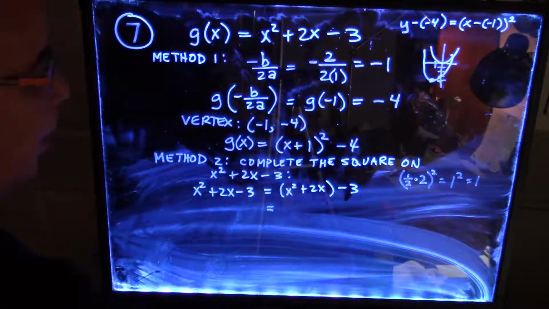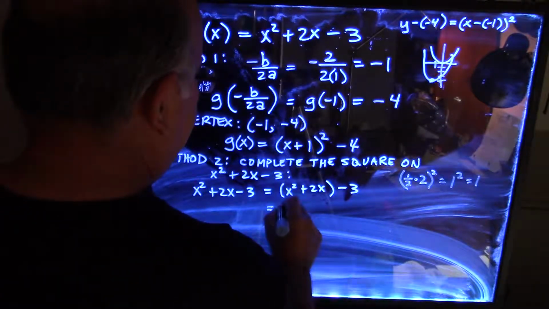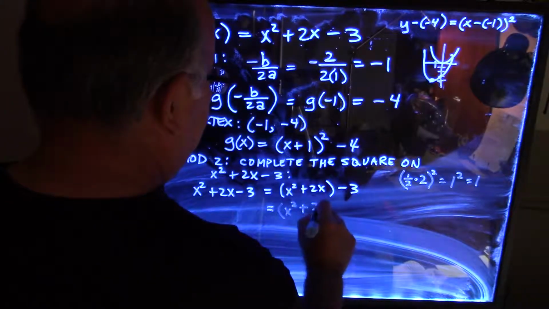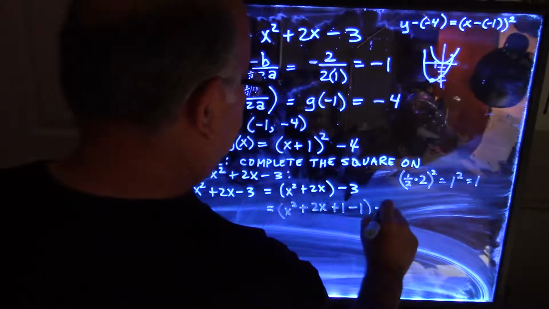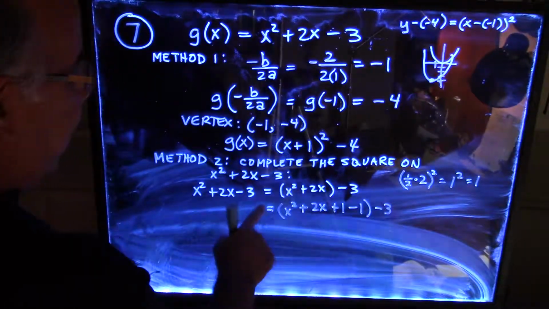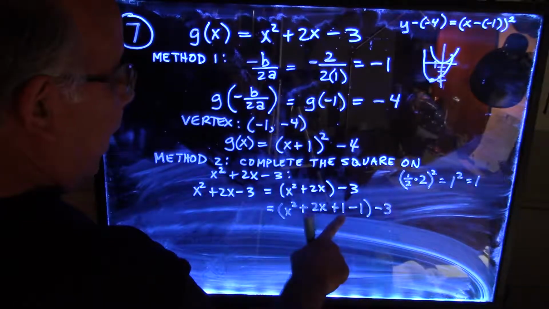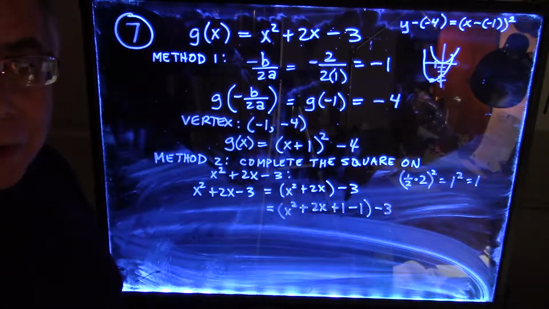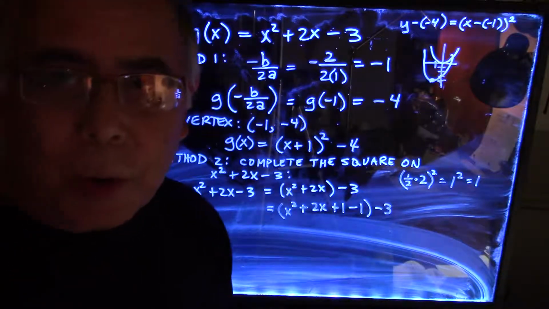All right? Now I'm going to add and subtract 1 inside the parentheses. What am I doing here? And why am I writing equals? Well, take a look. Does this in fact equal that? Well, yeah, because I'm adding 1 and subtracting 1. That's like adding 0. In fact, that's what we refer to that as, adding 0.